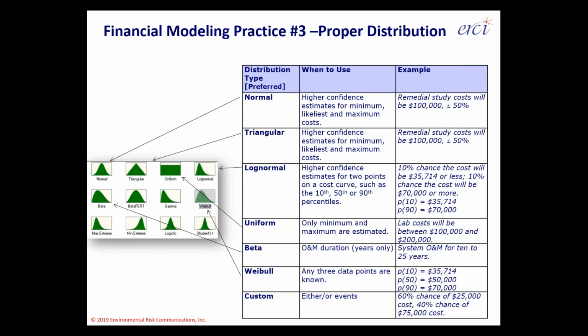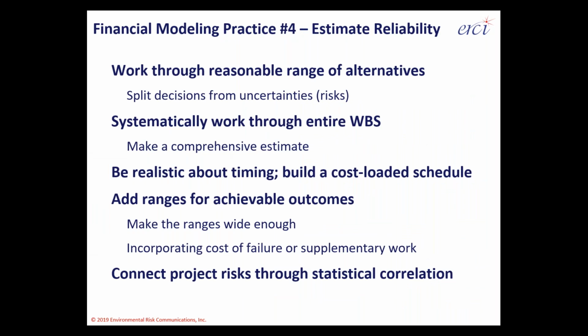So with that in mind, the fourth step to get right is to focus through on your process to make sure you're working through a reasonable range of alternatives, which means your decision tree or event tree has been thought through adequately, tested, peer-reviewed, double-checked with experts, and so on. That you've also, again, systematically worked through the entire work breakdown structure and built up, ideally, a cost-loaded schedule that reflects the reality of how fast or how slow you'll need to implement a project.